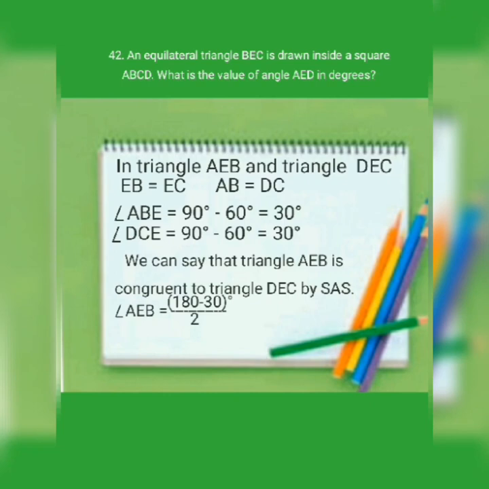So we have angle AEB is equal to 180 minus 30 over 2, which is equal to 75 degrees. Similarly, angle DEC is 75 degrees. Angle AED is equal to 360 degrees minus 75 plus 75 plus 60. So we have 360 minus 210, which is equal to 150. The value of angle AED in degrees is 150.